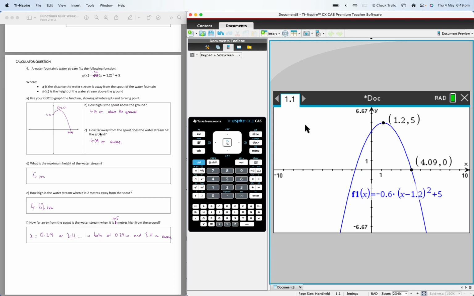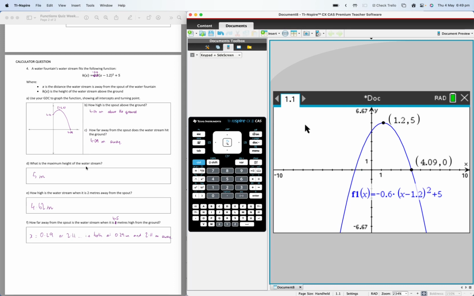Secondly, how far away from the spout does the water stream hit the ground? Well, the water starts here above the ground and then goes up in an arc and down and hits the ground at 4.09. So it is the x-intercept for the answer here, 4.09.